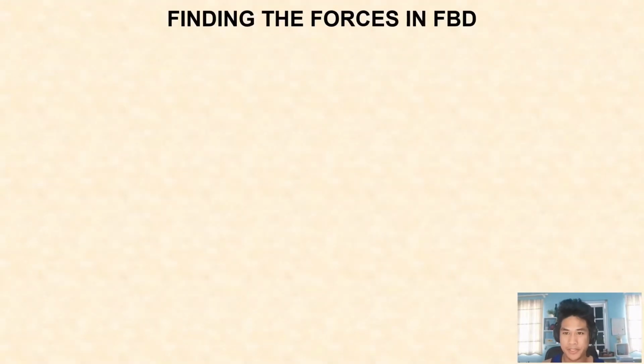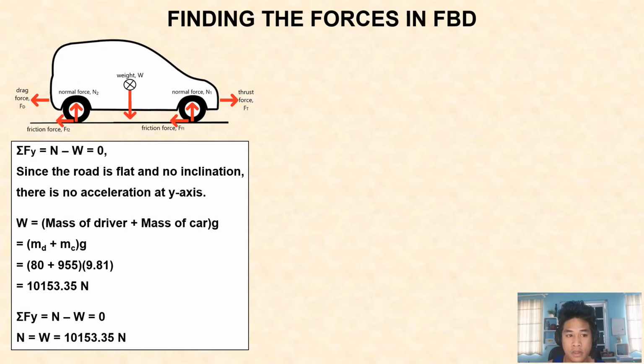Hello everyone, greetings. I'm Amiruddin and I'll be responsible for finding the forces in the free body diagram. First of all, let us find the forces involved in the y-axis. As we all know, the only forces involved are the normal force and the weight of the car. Therefore, we can make a summation of N minus W equals 0. And since the road is flat with no inclination, we know that there is no acceleration on the y-axis.